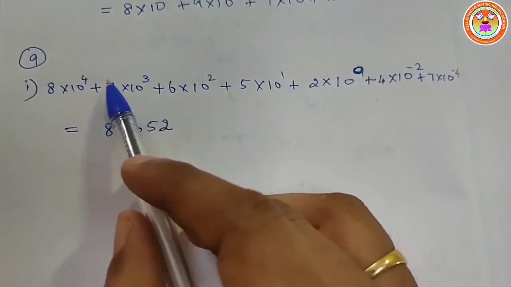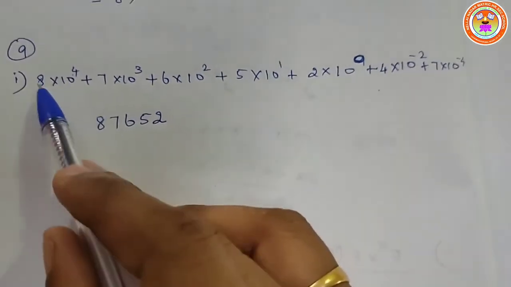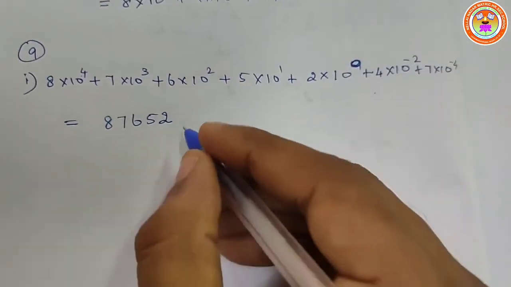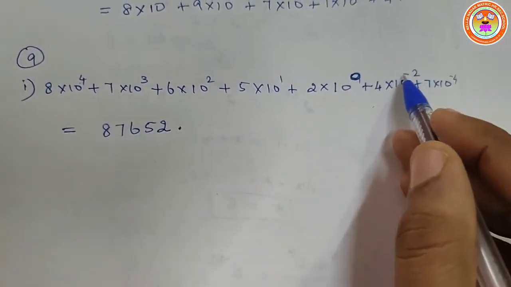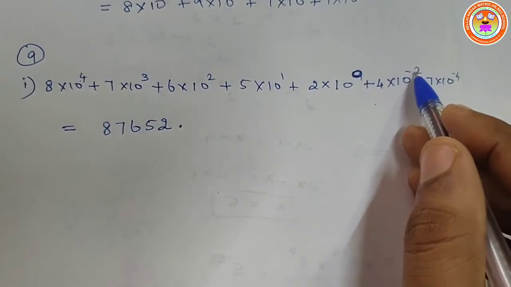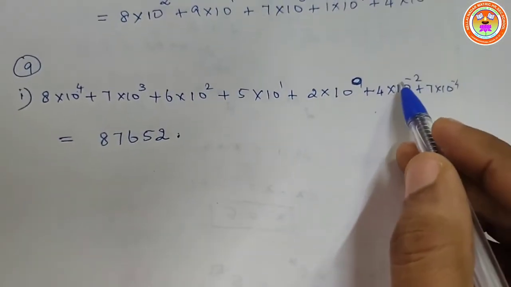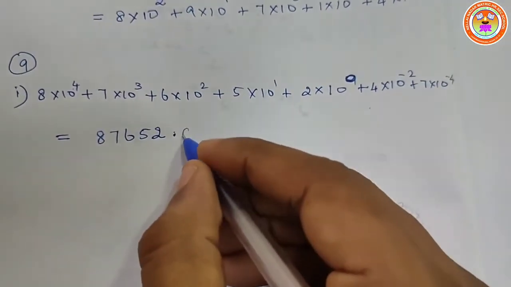If this is in the order 4 3 2 1 0, you can write the numbers 8 7 6 5 2. Point, after that it is decimal. Since the power is negative, you have to put it after the decimal place. Minus 1 is missing. Here it starts from minus 2 only, so minus 1 is missing, so for that you put 0.